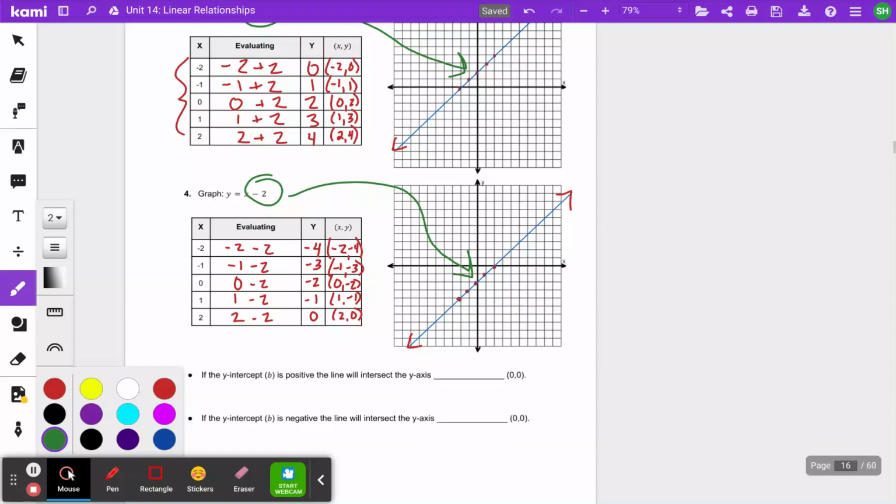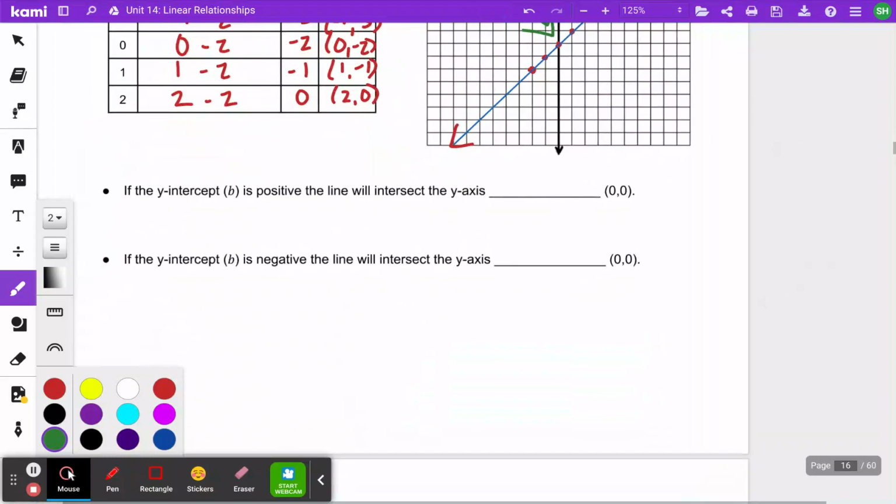So what that tells us is if the y-intercept, or b, is positive, the line will intersect the y-axis above 0, 0, above the origin. But if it is negative, instead that line will intersect the y-axis below 0, 0.